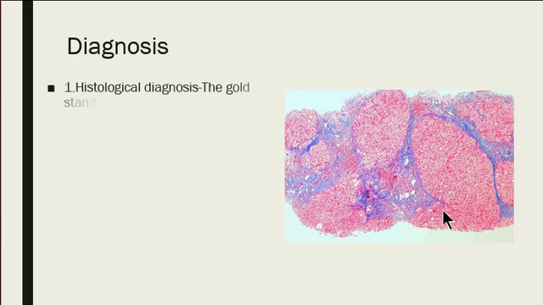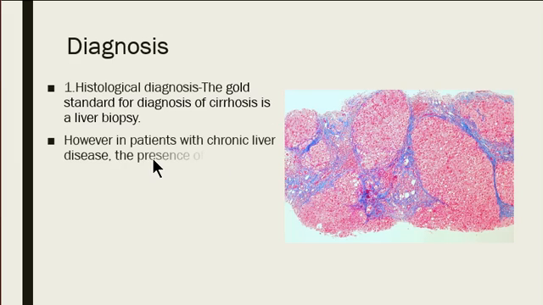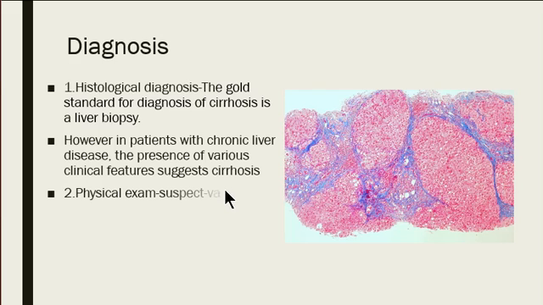So now let's quickly go over the diagnosis. As I had already shown you the histological picture of the cirrhotic liver, we had seen the fibrous scar tissue, which was separating the proliferating hepatocytes into nodules. So therefore, our gold standard for the diagnosis of cirrhosis is definitely a liver biopsy. However, in patients with chronic liver disease, the presence of the various clinical features that we've already discussed is suggestive of cirrhosis.